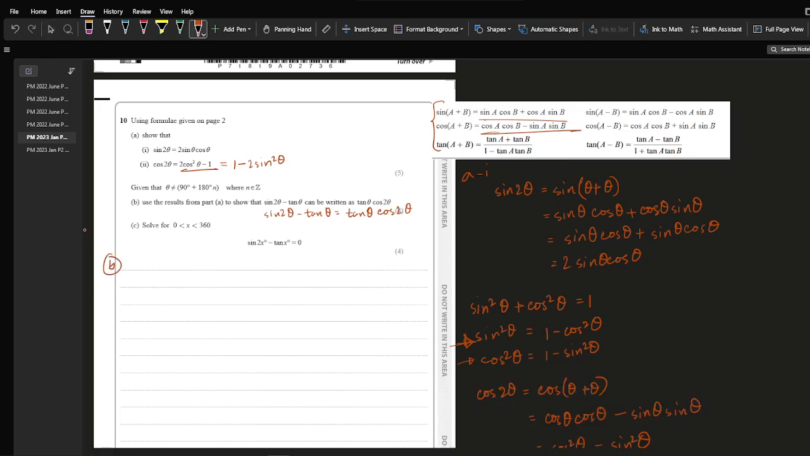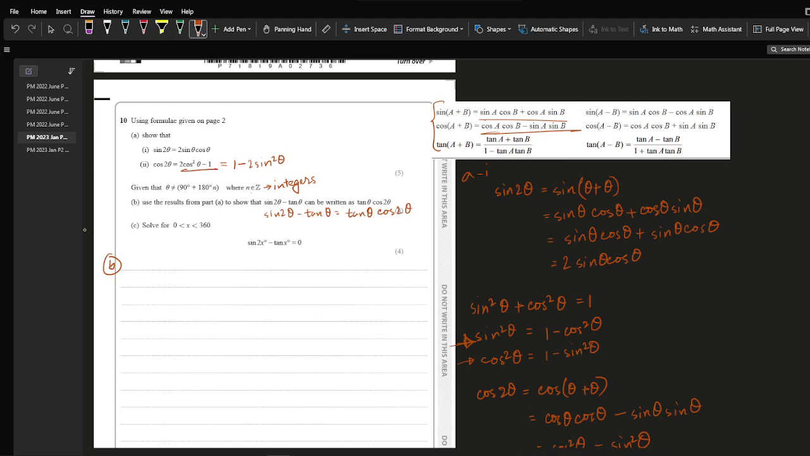B, it says, given that theta is not equals to this, where n belongs to Z, as I said before in a different question, Z means integers. What is integers? These are positive, negative, whole numbers, and 0. For example, minus 5, minus 4, minus 3, minus 2, minus 1, 0, 1, 2, 3, 4, and so on.